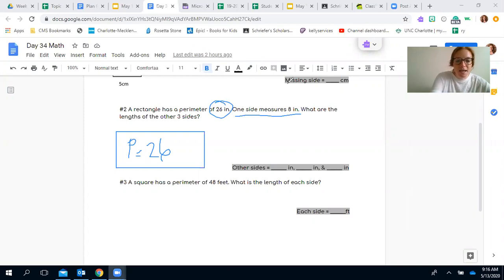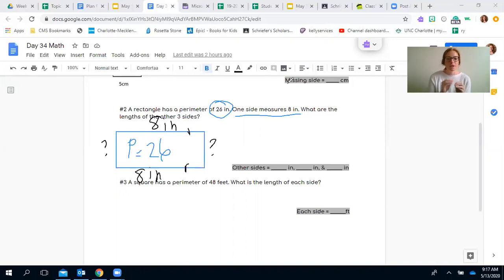So one side is 8 inches. Now, because we just studied geometry, we know the attributes of a rectangle. I know that the opposite sides are equal. So if this top side is equal to 8 inches, we know that the bottom side is going to be 8 inches as well. We do not know what this side or this side are equal to. So let's see if we can figure this out together.